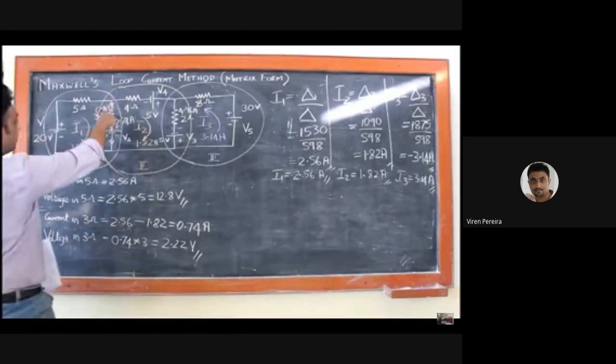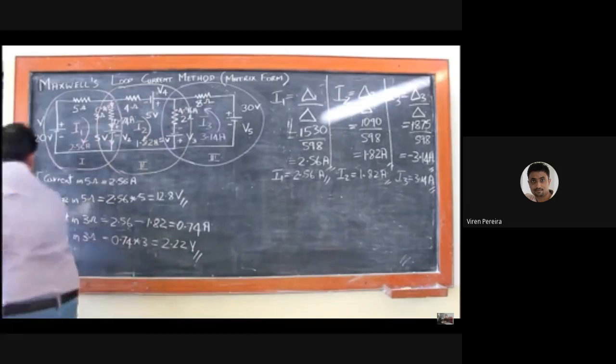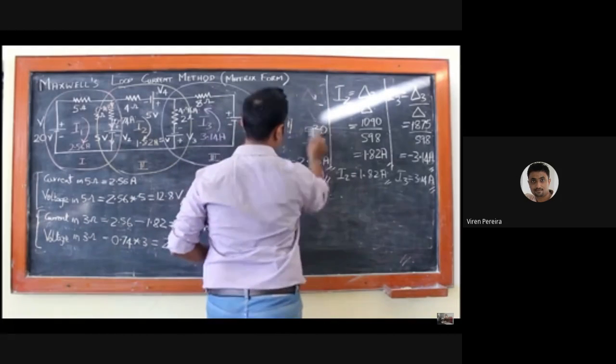Now, in the same way I have accounted for the 3 ohms, I will count out for the other resistors as well. Here was the current I1, I2, I3, so I will delete these top values.